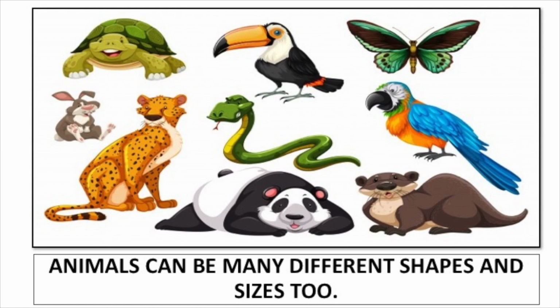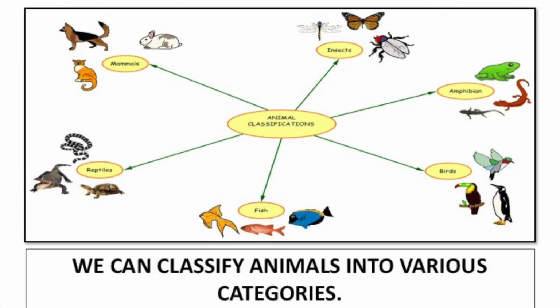What animal is this here? Turtle. Does it look like the parrot? No. What animal is this? Butterfly. Does the butterfly look like the panda? No. And how about the rabbit? Same as the snake? No, they all look different. Animals are all different species. We can classify animals into various categories, and there are 6 or 7 if you include insects.